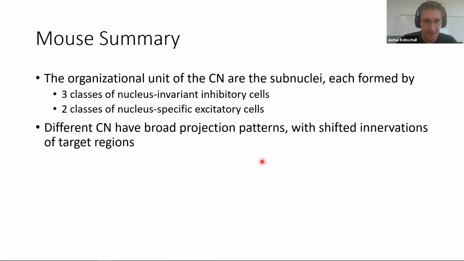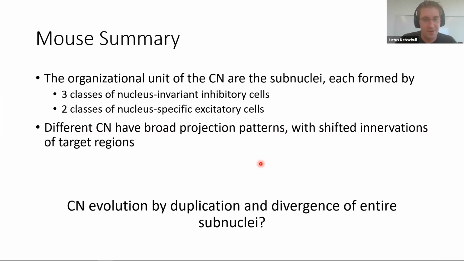In data that I'm not showing here, we also looked at brain-wide projection patterns and found that, similar to the excitatory cells that are related across nuclei but have changed and diverged, the projection patterns of the different cerebellar nuclei are obviously different, but in a lot of areas they have just shifted relative to each other, not actually picked up a completely new projection and look completely different.